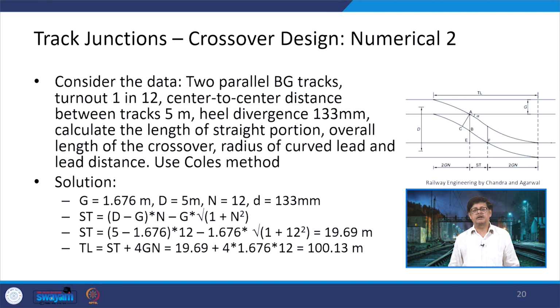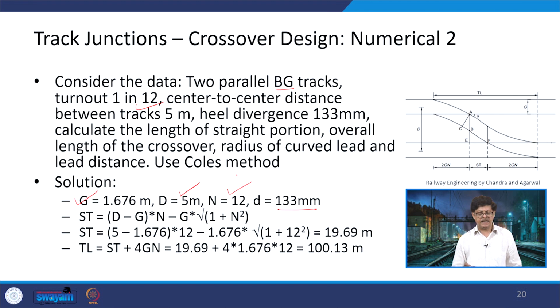Let us look at another numerical here. There are two parallel broad gauge tracks. So, as soon as it is broad gauge, G is 1.676. Now, turnout N is equal to 12. Center to center distance is still being given as 5. The heel divergence is being added here. This is 133 mm. Calculate the length of the straight portion, overall length of the crossover, radius of curved lead and lead distance.